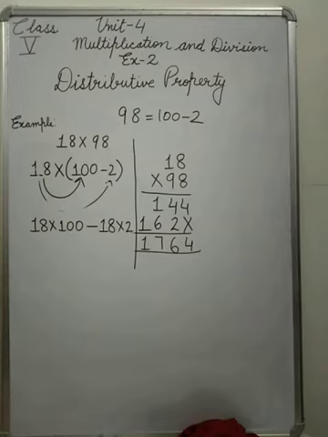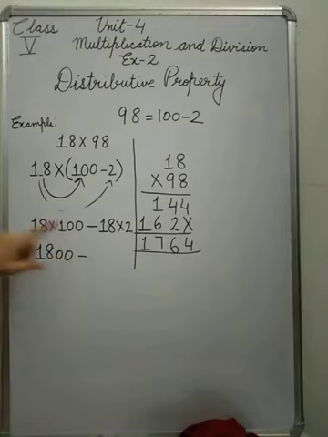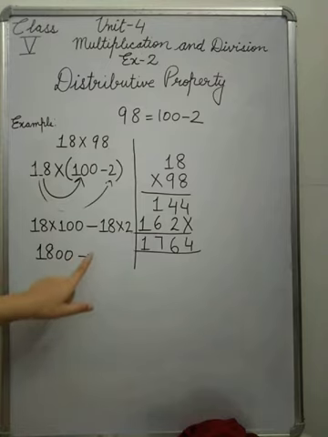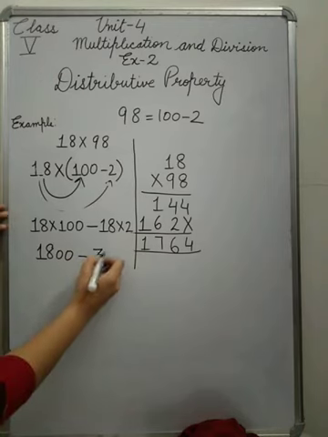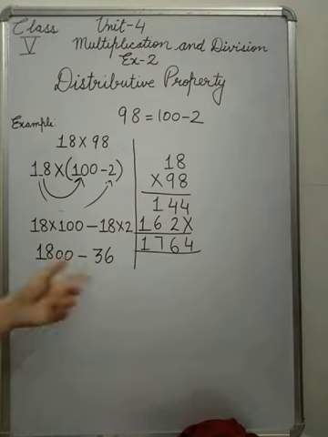Now what is 18 into 100? We have done in the last class that when you are multiplying by 100, place the two zeros directly. 18 into 100, that is 1800. Minus sign is there, put minus again. 18 into 2, what is that? This is 36. Now you know 1800 subtract 36.